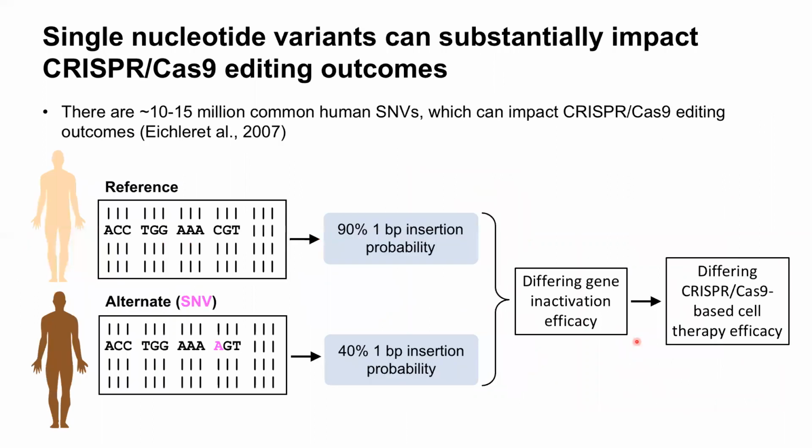So the specific subset of genomic variation that we chose to focus on were single nucleotide variants, or SNVs. There are around 10 to 15 million common human SNVs, which have the potential to impact CRISPR-Cas9 editing outcomes. For instance, for some reference genome, there may be around a 90% one base pair insertion probability, and the alternate genome, which contains an SNV, may only have around a 40% one base pair insertion probability.